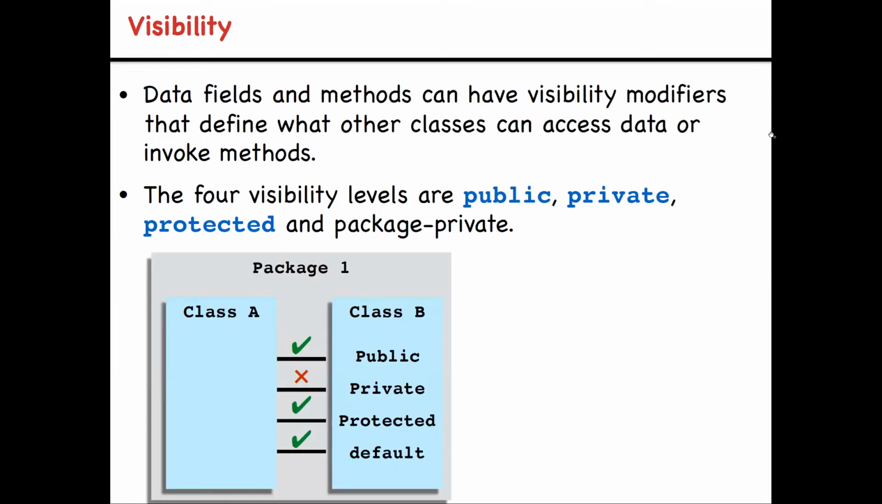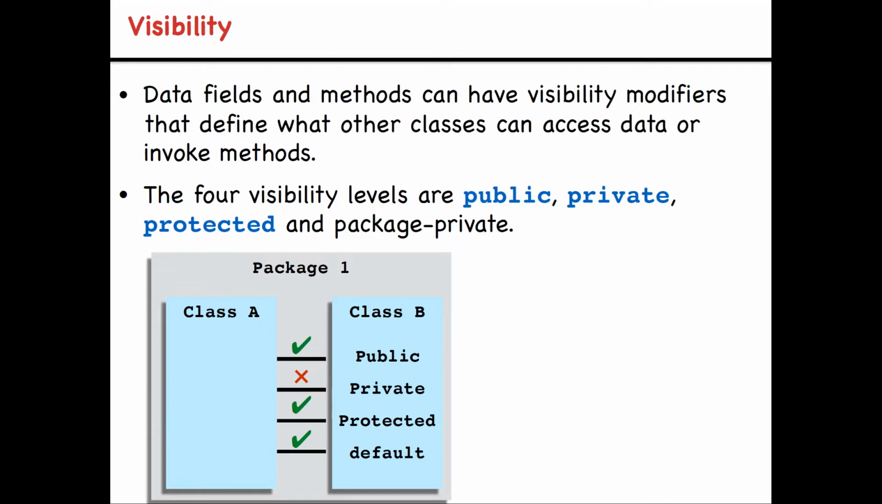So as an example, let's say we have 2 classes. So we have class A, class B. It doesn't really matter what they are. The important part here is to note that if I have something in class B that is public, then class A can directly access it. It can access the data if the data was public, or it can invoke a method that was public. If class B has something that was private, so it has a private data variable or a private method, then class A would not be able to access it.